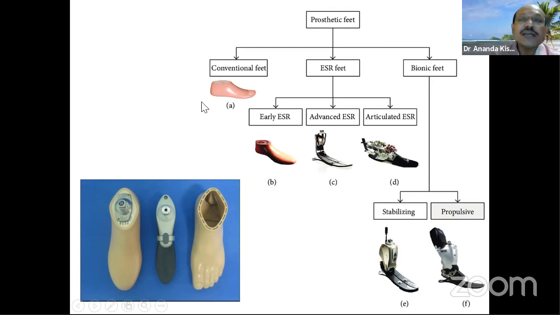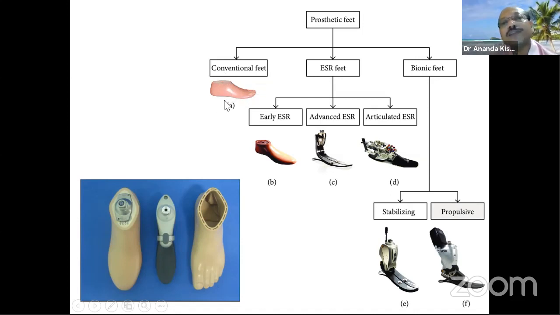This is the SACH foot. Its actual name is the solid ankle cushion heel, and the heel is made of a solid material, which is why it is very uncomfortable for walking on uneven surfaces. Professor P.K. Sethi designed the Jaipur foot, and the whole foot is produced with three components of microcellular rubber: a heel component, a midfoot and forefoot component, and also the toes component.